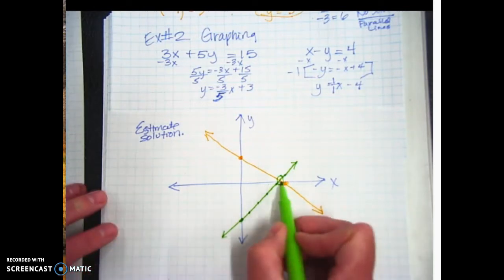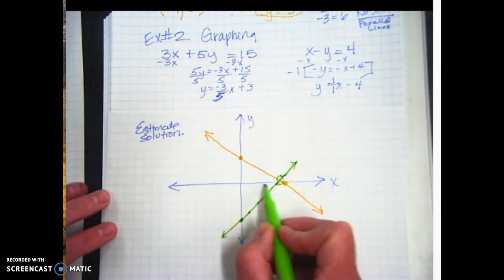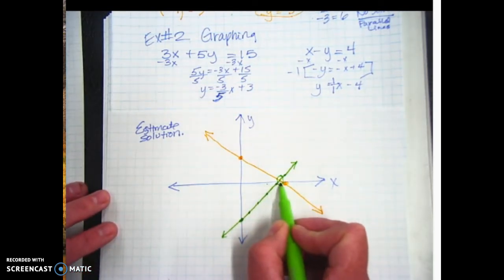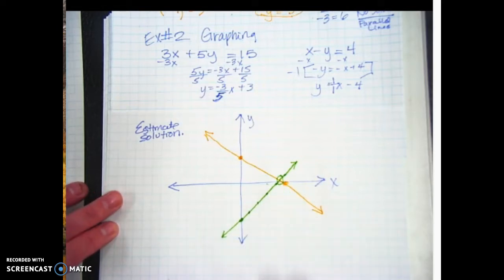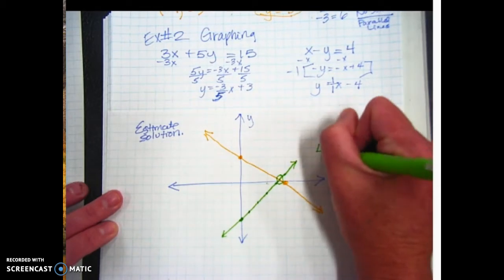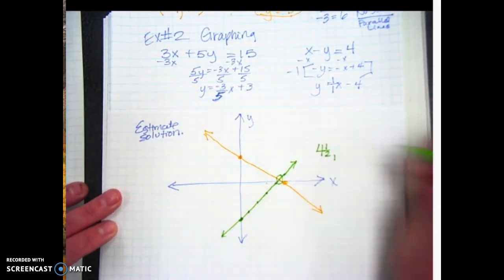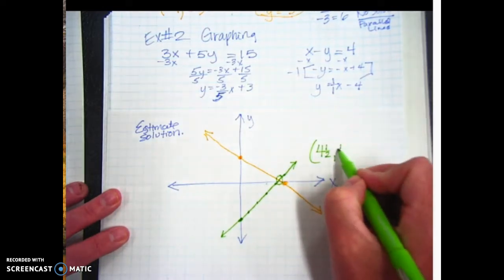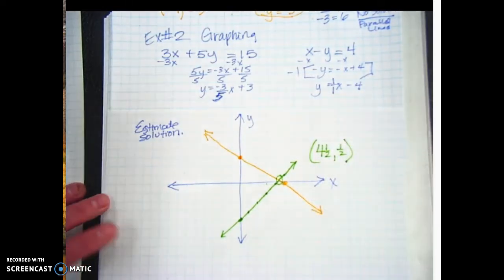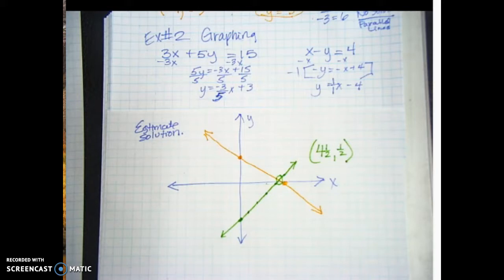Okay, so this point right here is at 1, 2, 3, 4. What do we call that? Half, 4.5? You guys happy with 4.5? 4.5. That's a good estimate. And then up half. Sure. 4.5, half.